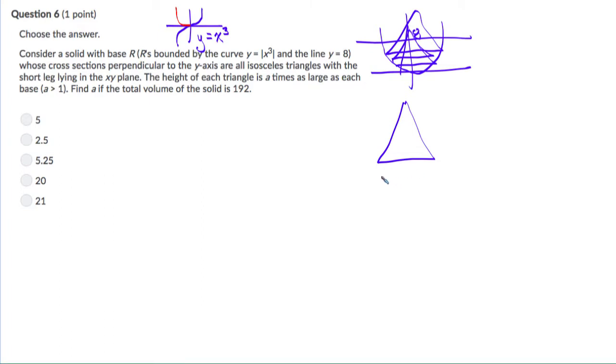Again, I have a base and I have a height, and it tells us that the height is a times as large as the base. So height is equal to a times the base. Okay, so we have our formula set up. We also know that volume is 192. Volume is 192. Are we done analyzing this problem? Anything else we can get out of this?